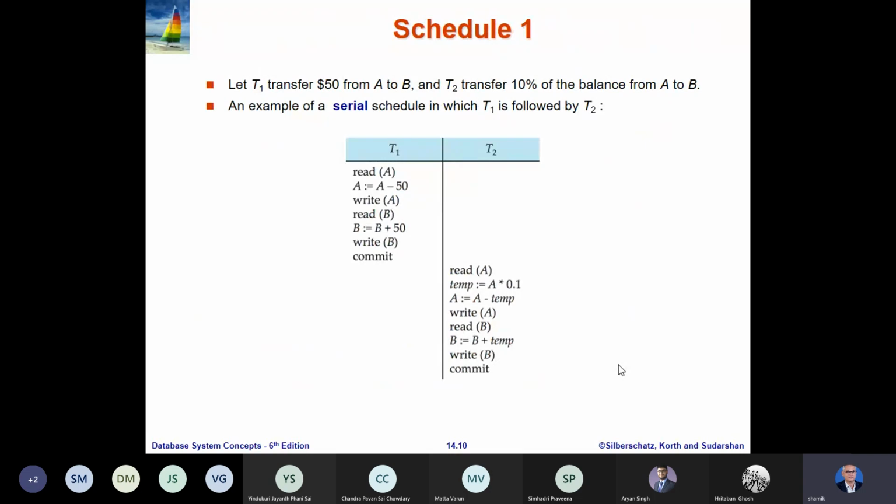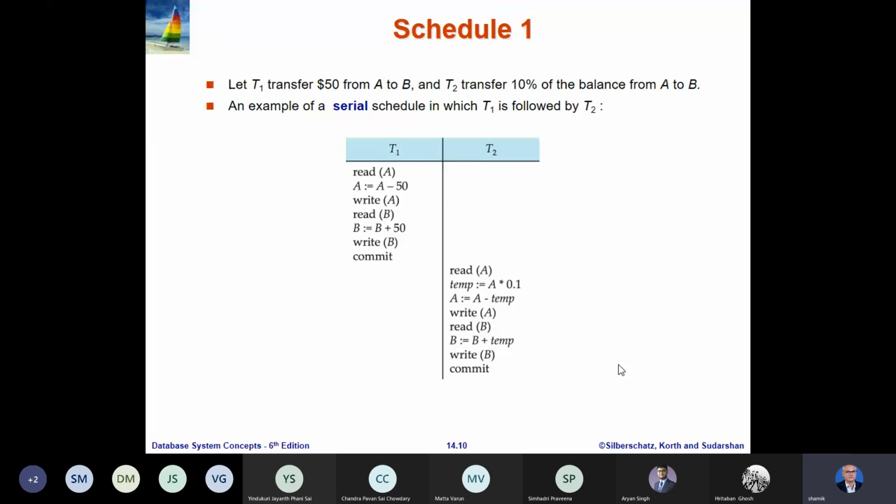And then T2 takes out 10% of 950, which is 95, and that it adds to B. So 95 is reduced from A, so it becomes 855, and B already had 2050, and then it gets that additional 95, so it becomes 2145. Okay, so that is the whole concept.